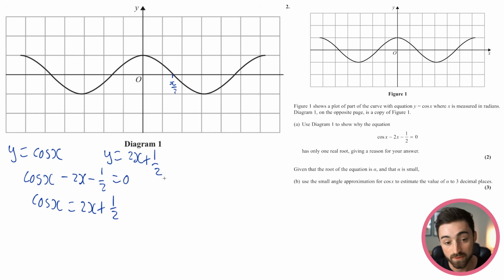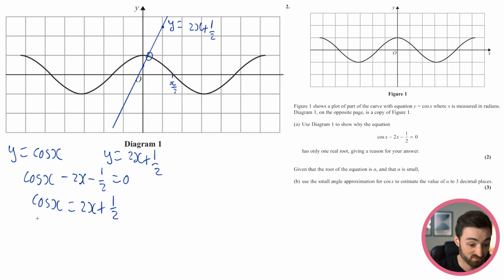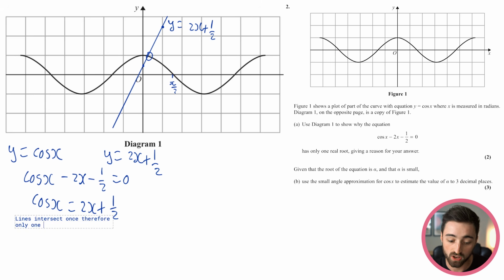Y equals mx plus c. C is going to be a half, and the gradient is going to be 2. So if I go 1 across here, I'm going to go 2 up here. Just sketch the line, right? Not going to look beautiful, but we're not doing art. Straight away there, and we know that this is the line y equals 2x plus a half. We can clearly see that they intersect. So it's easy as that. I'm just going to say, lines intersect once, therefore only one solution.